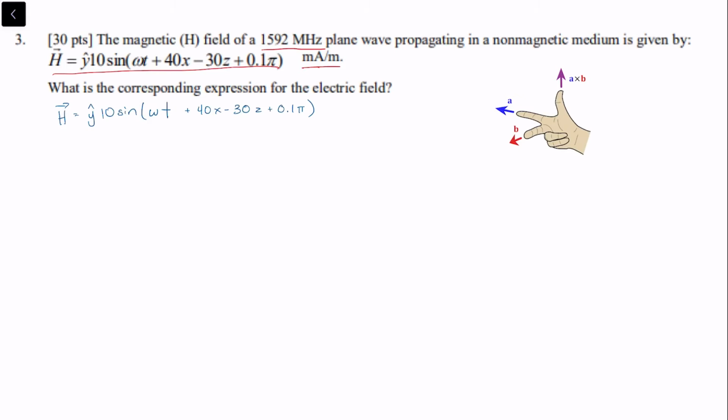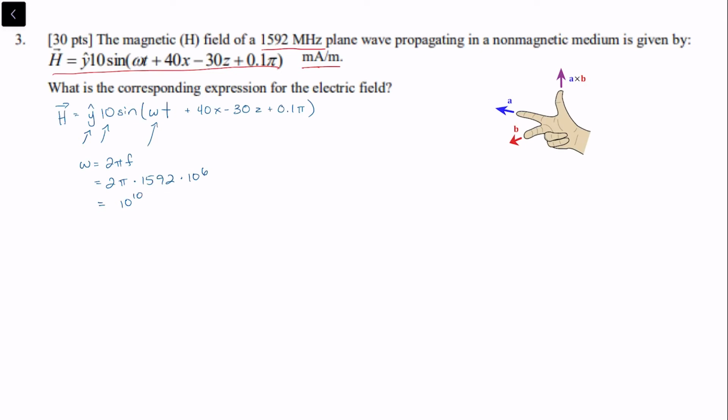Okay, so let's take a look at what we're given so far. We have here y hat. So we're told that the magnetic field is propagating via the y direction. We're given a magnitude of 10. We're missing an omega. So if we solve for that right now, what is omega? Omega is equal to 2 pi times the frequency. The frequency was given to us. That was 2 pi times 1592 megahertz. So that's times 10 to the 6th power. That comes out to 10 to the 10th power.